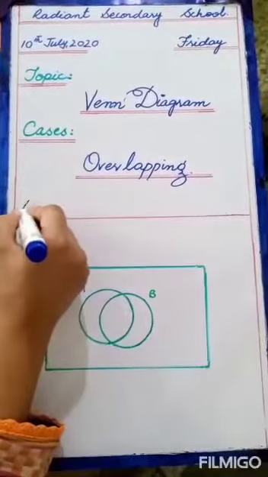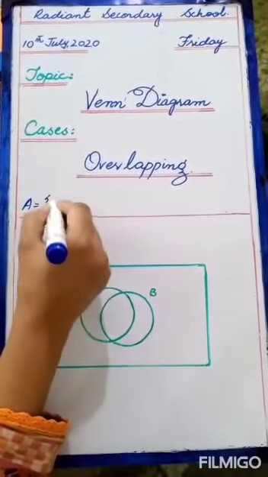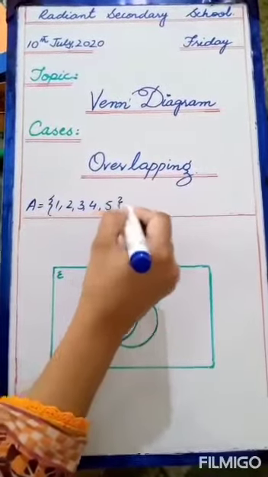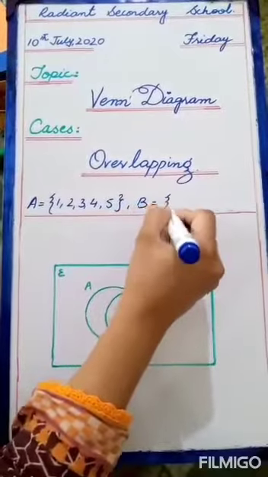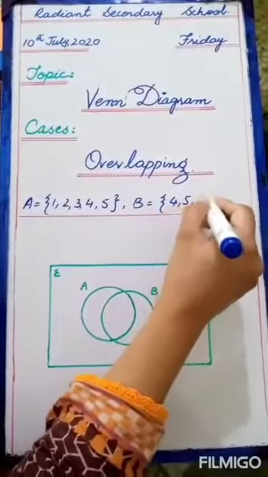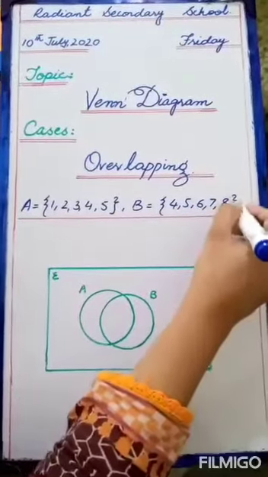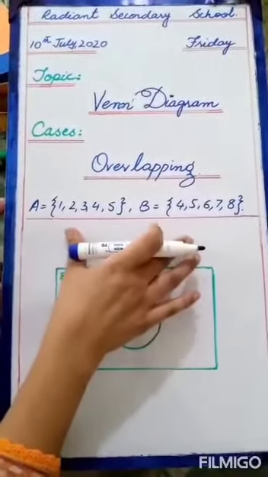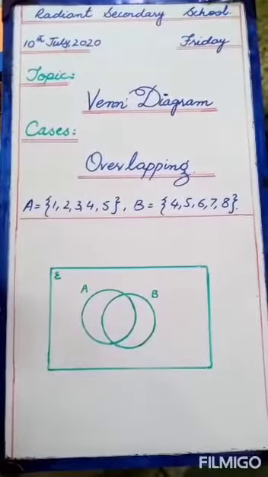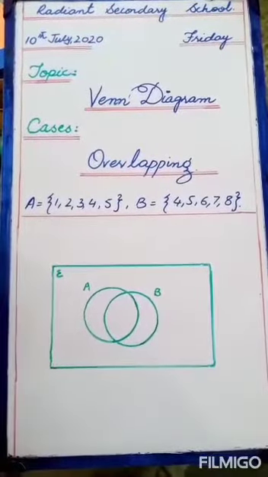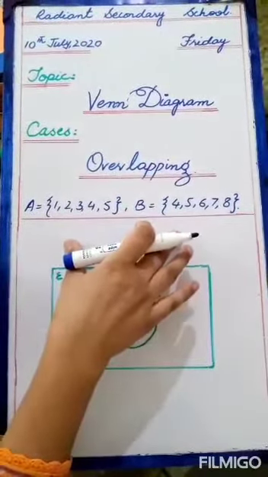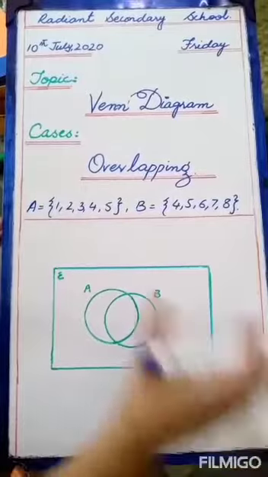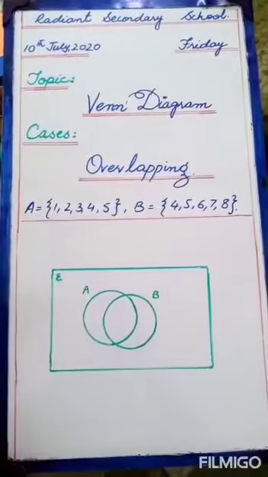Suppose I have two sets. Set A is equal to 1, 2, 3, 4 and 5, and set B has elements 4, 5, 6, 7 and 8. For checking the case of these two sets, first of all we will check how many elements are common. Clearly, if no element is common, then it will be the case of disjoint. Disjoint means totally separate. Obviously, if no element is common, they are separate. So it will be the case of disjoint.